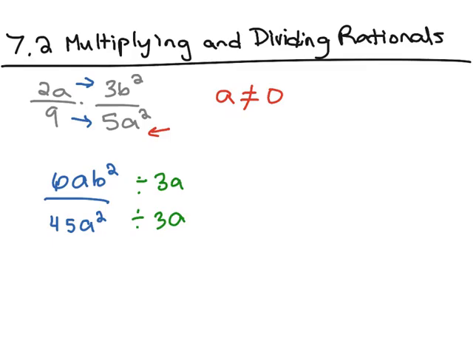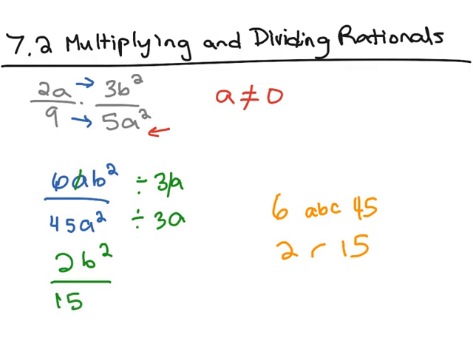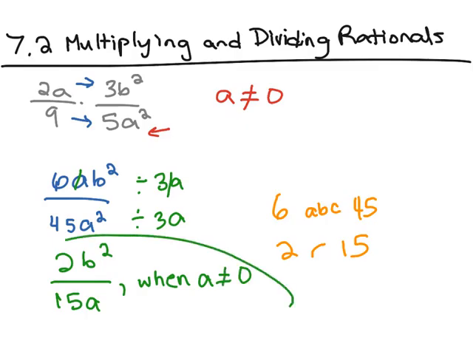And if you can't find your greatest common factor, a quick way to do this would be to type 6 ab/c 45 into your calculator, and it should come up as 2R15. So we have 2, our a's cancel, so we have b squared over 15a when a does not equal 0. So that's the final answer, and it cannot get any simpler.